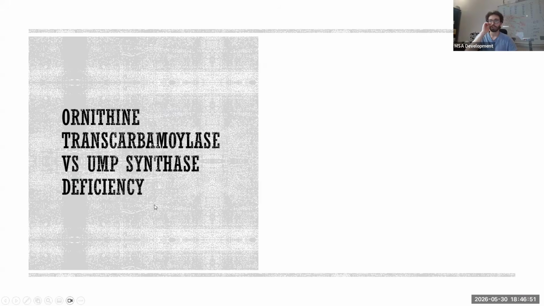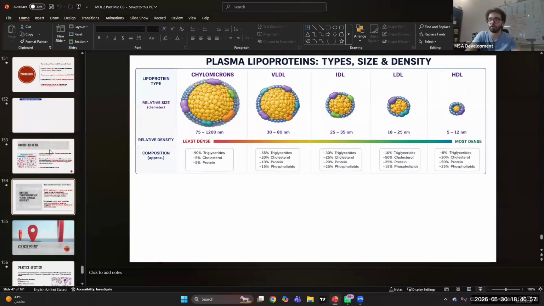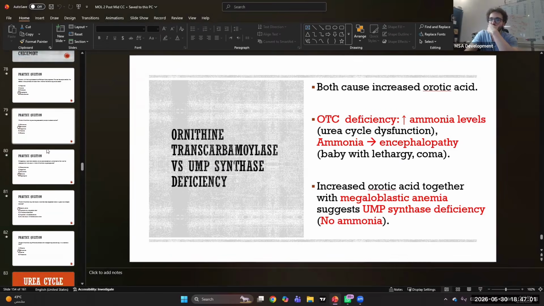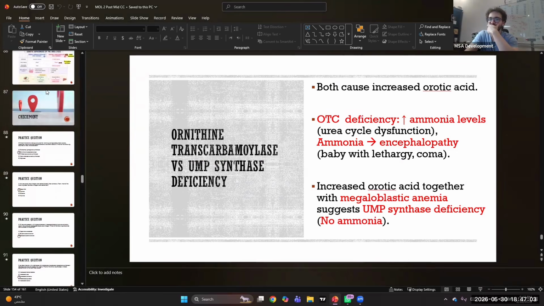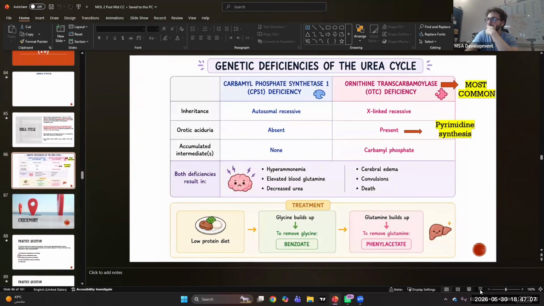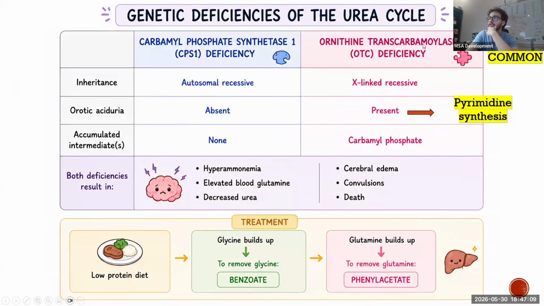Something I want you guys to know. Do you guys remember in the urea cycle we had ornithine transcarbamylase deficiency? I'm going to go back to it actually, and use it as a chance to breathe. Here. Ornithine transcarbamylase deficiency. We said it causes orotic aciduria, right? The signs are hyperammonemia, decreased urea, and elevated glutamine.